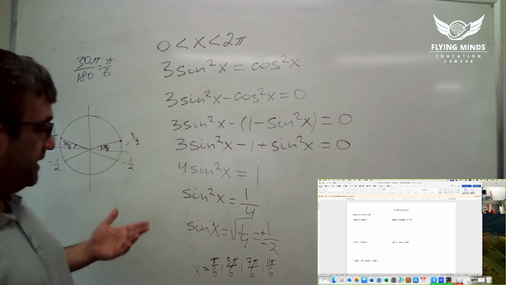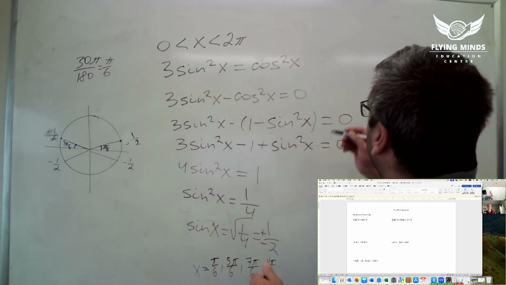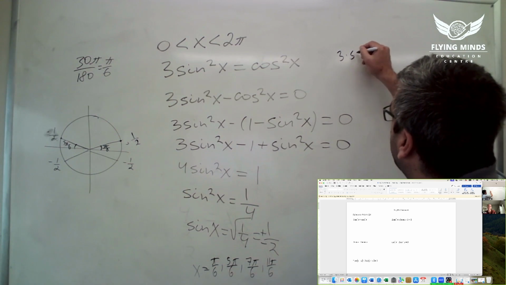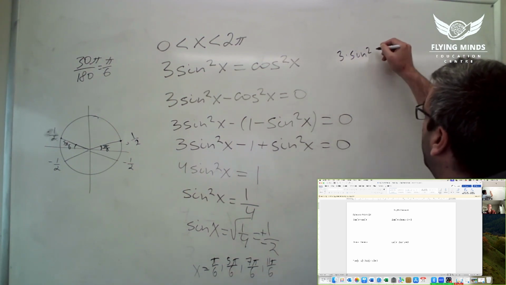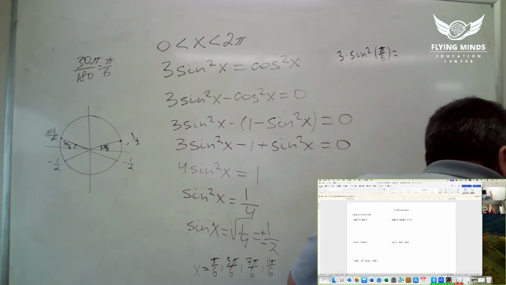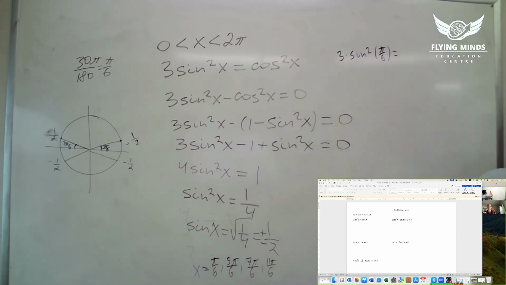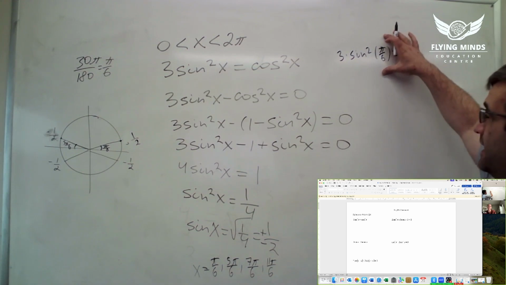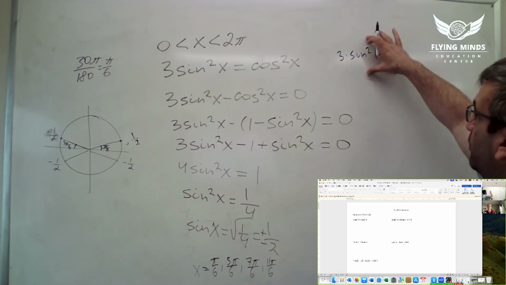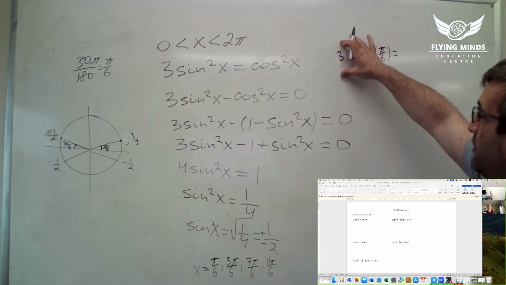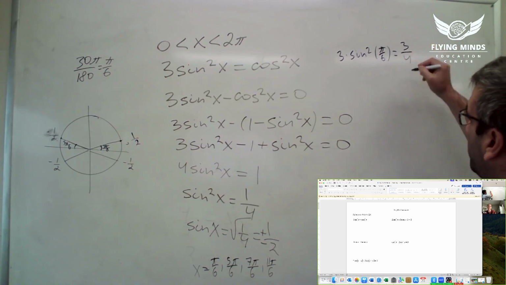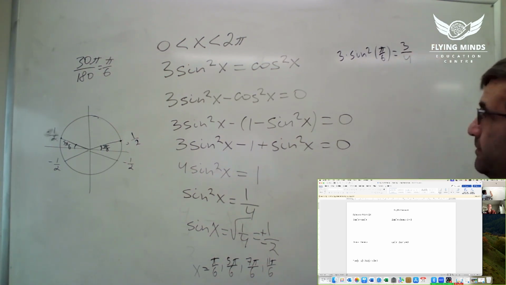And we can check, right? Let's pick up pi over 6. Let's see. 3 times sine squared of pi over 6 equals to what? Sine of pi over 6 is half, right? Half squared is 1/4. 3 times 1/4 is 3/4. So far, so good?